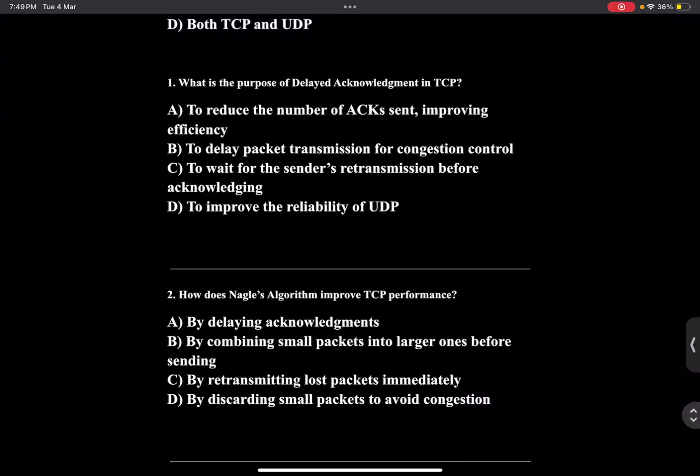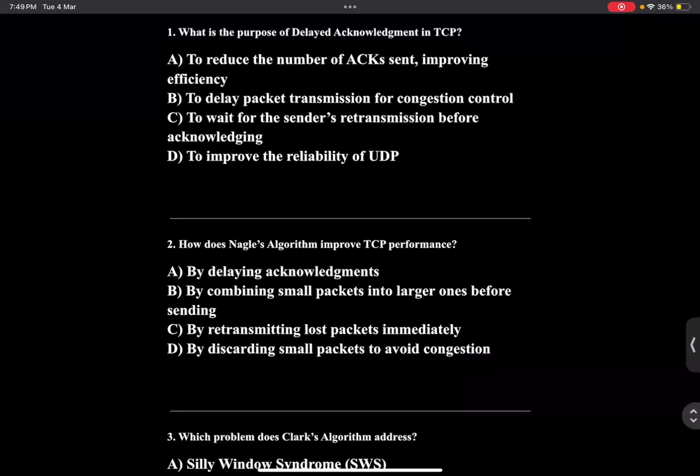Okay, I'll come to that part later. This we have done just now, that's why I'm coming to this. What is the purpose of delayed acknowledgement in TCP? To reduce the number of acknowledgements sent, improving efficiency; to delay packet transmission for congestion control; to wait for sender's retransmission before acknowledging; or to improve the reliability of UDP.